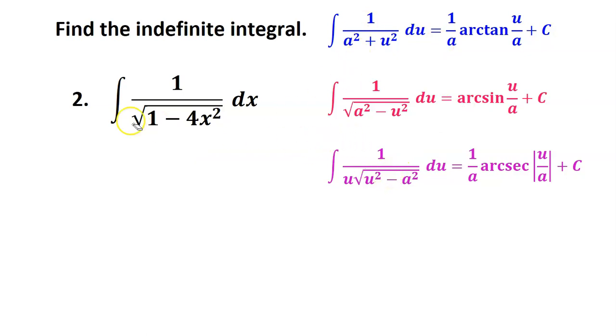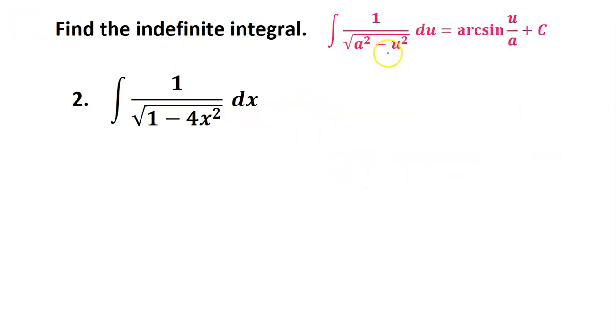Now, which one are we going to use for problem number 2? I see that we have the constant minus the variable squared. And I see in the arcsine rule, we have the constant minus the variable squared. So I'm betting that this is the rule to use.